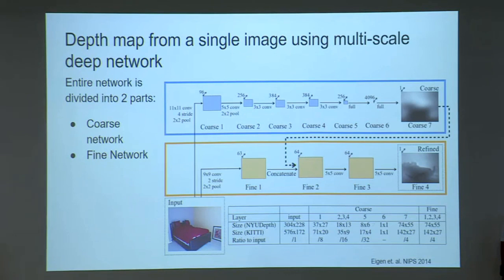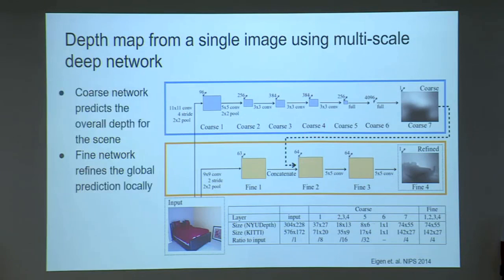This particular algorithm uses two scales. First, it estimates a coarse depth map, and then it refines it. The coarse network predicts the overall depth of the scene, and then the fine network refines the global prediction. The depth map is one quarter of the resolution of the image.